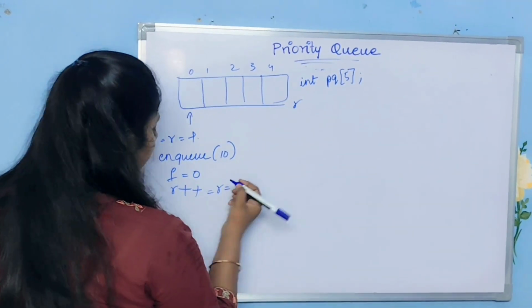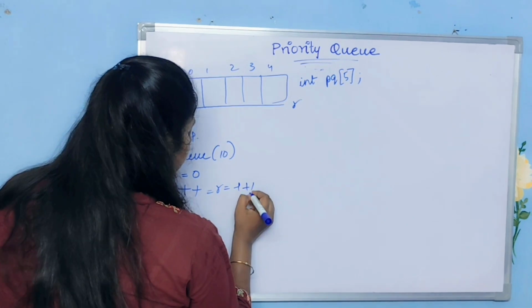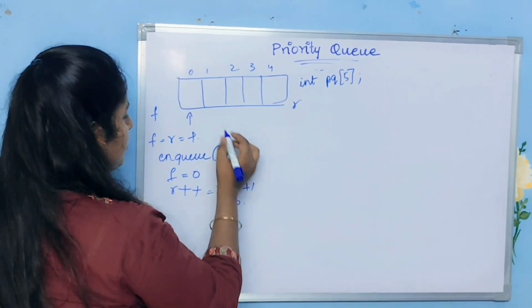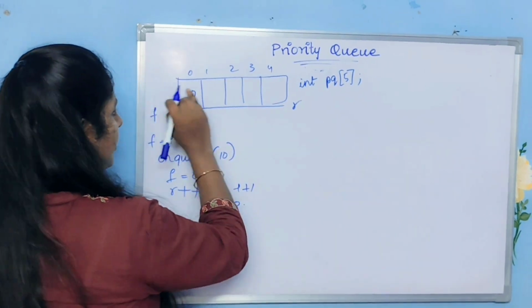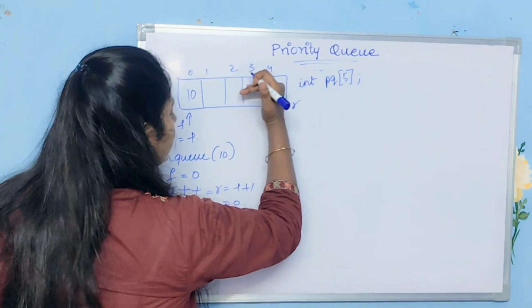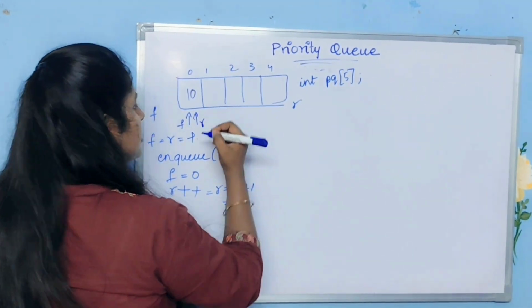So rear equals rear plus 1. What is rear? -1 plus 1 equals 0. So my 10 is stored at the 0th position. This is front, and this black element is rear right now.